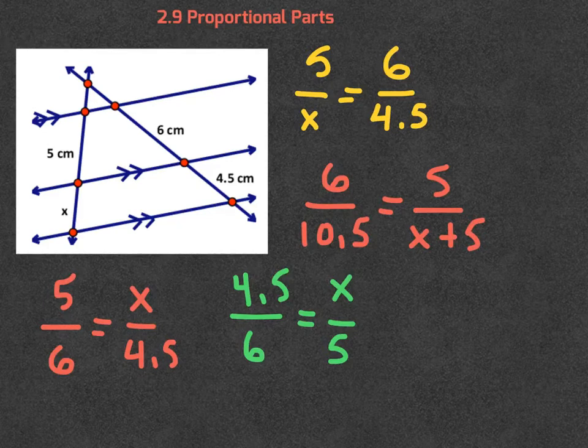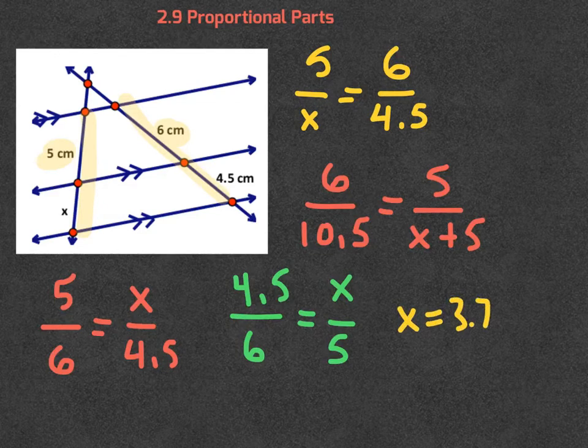Now, I hope some of you are going, where did he get this 10.5? Maybe some of you know. Take a look. It would be 6 is to 10.5, which would be the full length here, as it would be to 5 as its full length here, which is 5 plus x. Now, no matter who you did, when you cross-multiplied this, and doesn't matter which one you did, you would get x equaling 3.75.